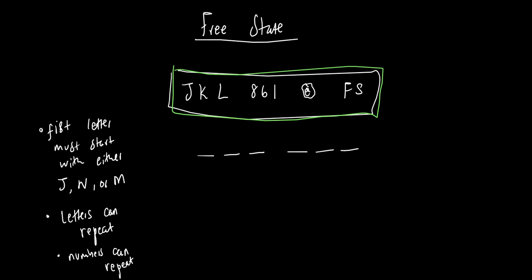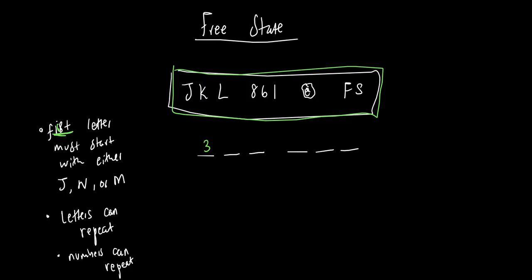So the first letter must be a J, N, or M. Right? The first letter must be a J, N, or M. So how many options do I have for the first option here? I can only choose from J, N, or M. So I have only 3 options. You see, I can either choose J, N, or M for the first letter. It's important to remember that for the first letter.